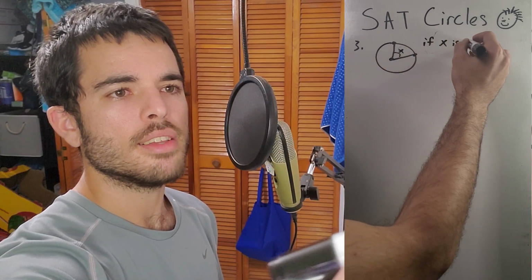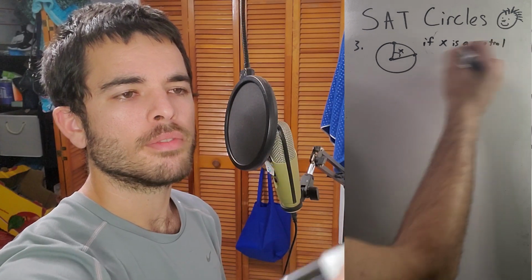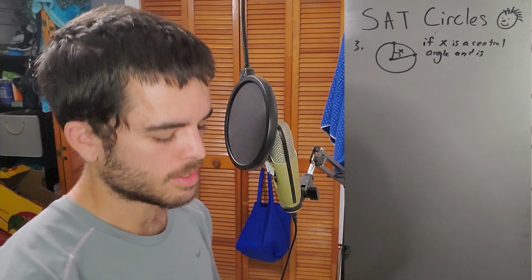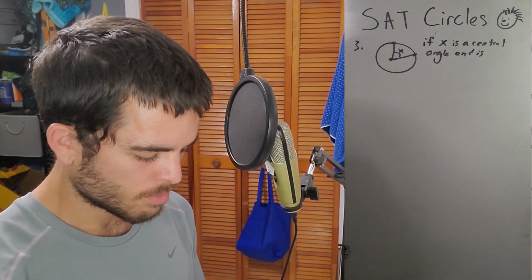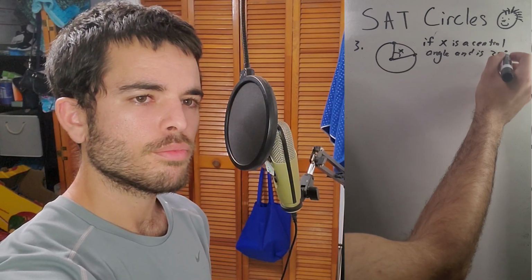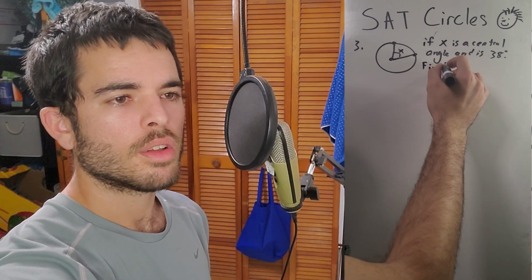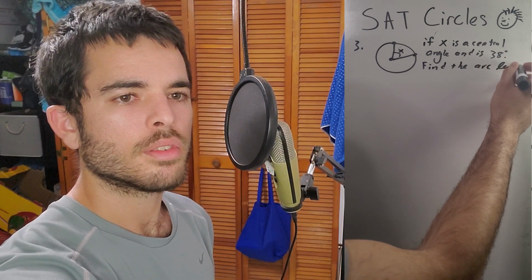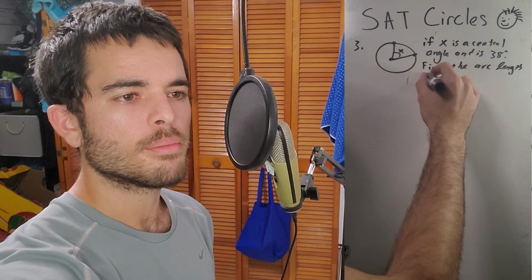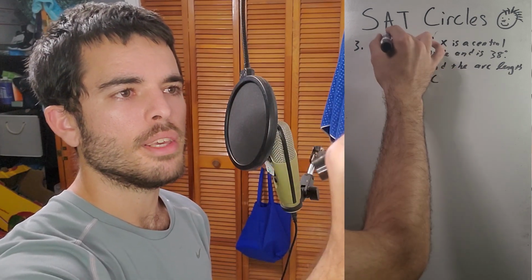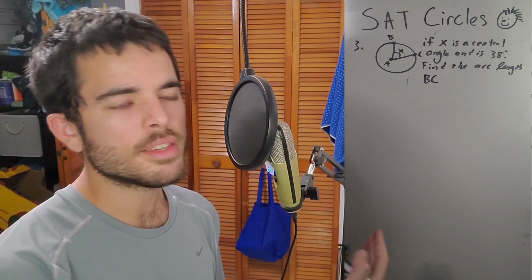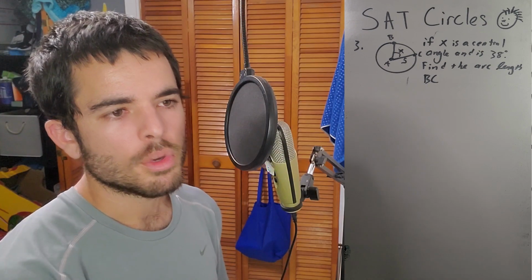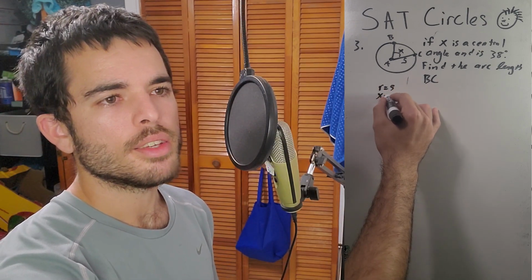If x is a central angle, and is, let's say, 38 degrees, find the arc length BC. Let's label the A, B, and C. They're going to give us A, B, C, and they're going to give us the radius of 5. So we know that r equals 5, x equals 38 degrees.